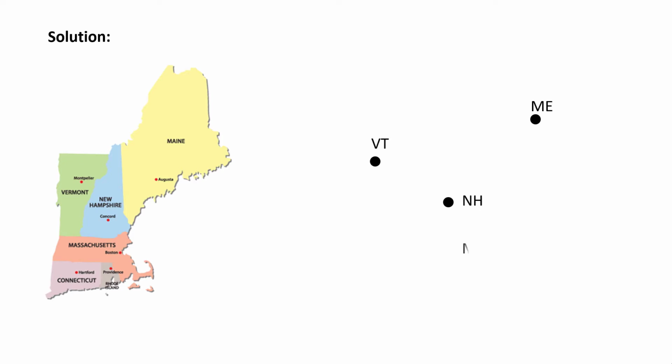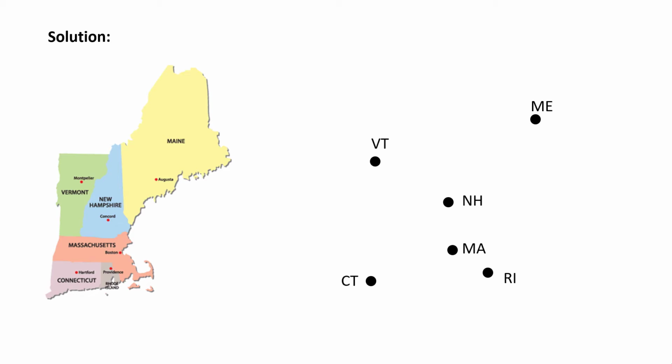Below New Hampshire, we'll use a vertex with MA to denote Massachusetts. To the left and a little bit lower from Massachusetts, we'll use a vertex and use CT to denote Connecticut, and we will use a dot to the right and below Massachusetts to denote Rhode Island, and we'll denote that RI. Now we have vertices that represent the states. We will draw edges to show common borders.